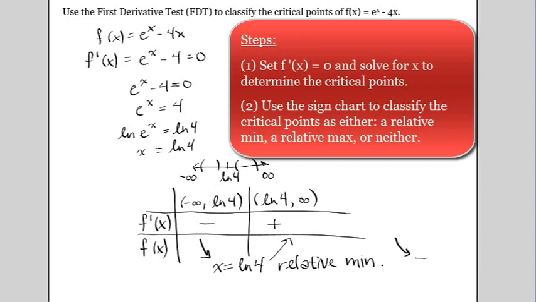On the first interval, we were decreasing, hit the bottom at ln 4, and then started increasing. That's why x equals ln 4 is a relative min. And this completes the exercise.